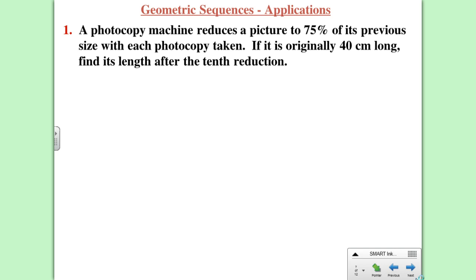So a photocopy reduces a picture to 75% of its original size. Cool. So they're reducing it. If it's originally 40 centimeters long, find its length after the 10th reduction. All right, now that's an important thing to consider. 10th reduction, what does that mean? How many terms is that? Is that the number of terms, or just be careful? That's come up a couple of times now.